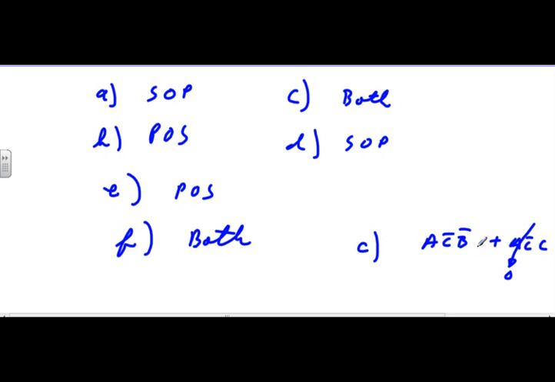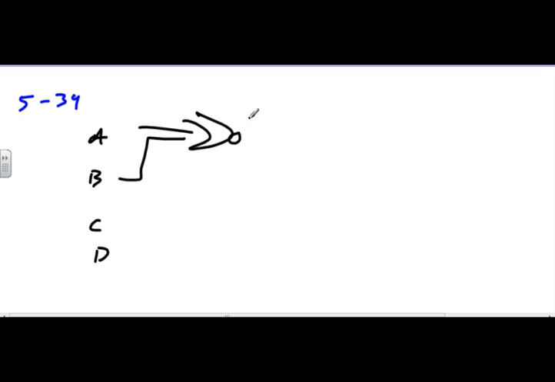39. Use a Karnaugh map. Oh, it's about time. 5-39. Okay. A, B, C, D. I have A or B knotted. I have C or D knotted.